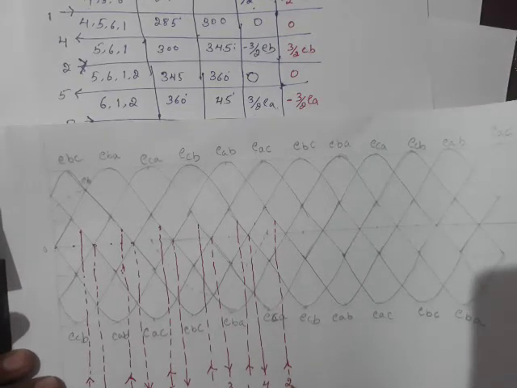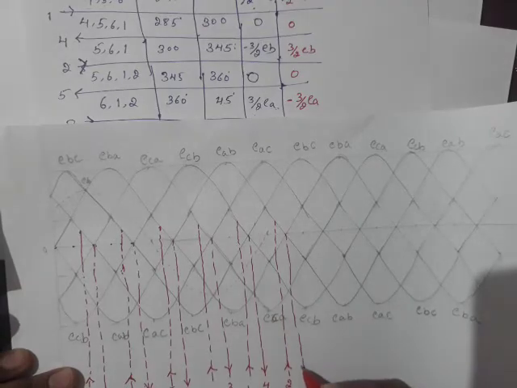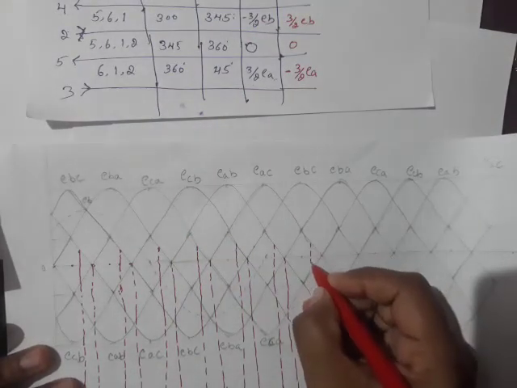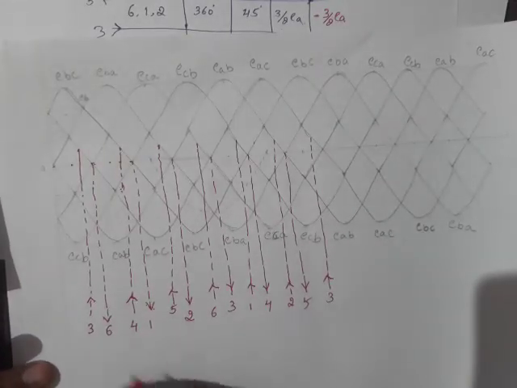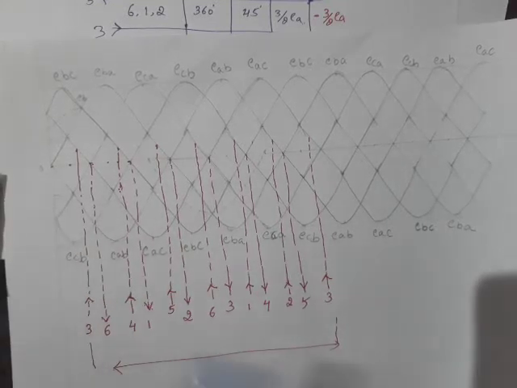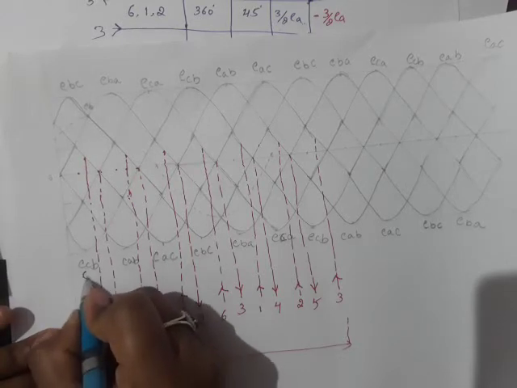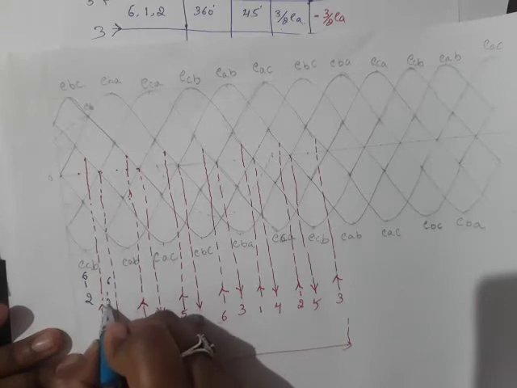Valve number 2, valve number 5, then again the pattern repeats, valve number 3. From here to here it is one full cycle. Before valve number 3 comes into conduction, 6, 1, 2 are conducting. When valve number 3 comes into conduction, it is 6, 1, 2, 3.